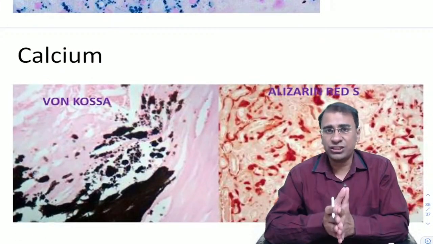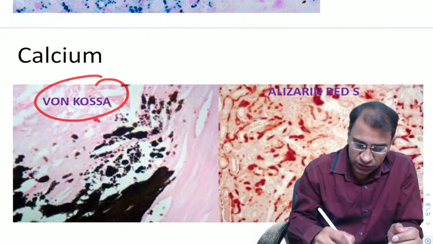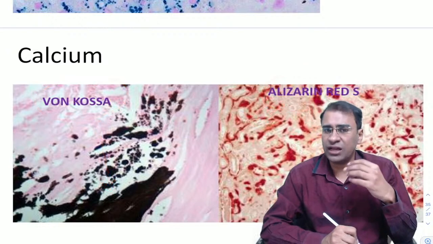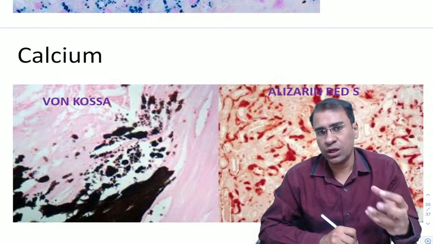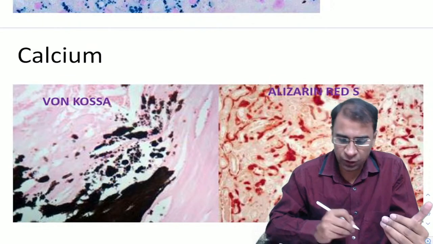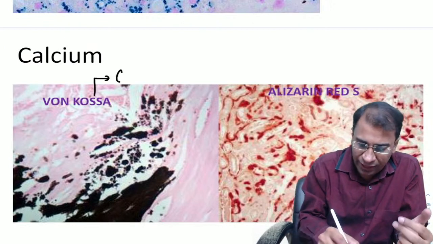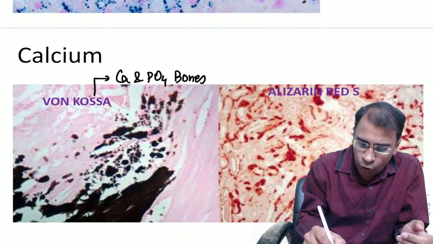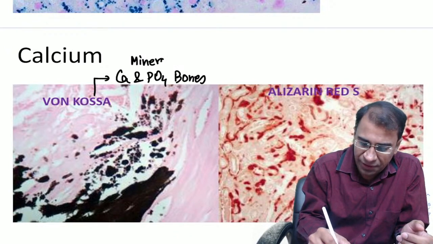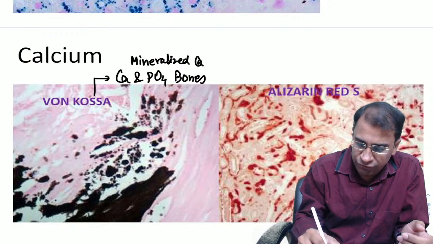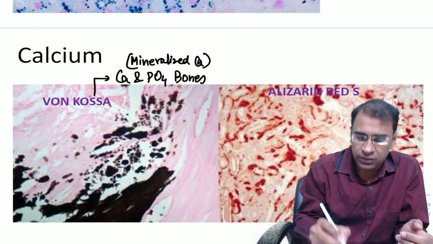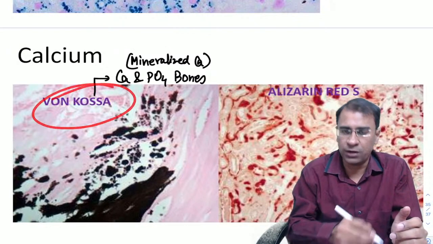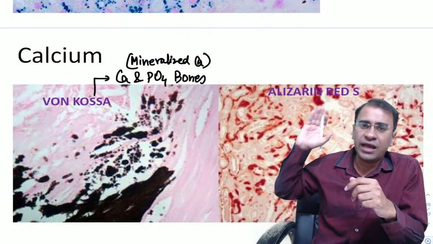Calcium has two stains: Von Kossa, black, and alizarin red, which is red in color. One thing you must understand is the basic use of Von Kossa is to look for calcium in combination with phosphate, that means in bones or any sort of mineralized calcium. If you think the calcium is not free and is in mineral form, you can use Von Kossa. For all other calcium, you can use alizarin red.